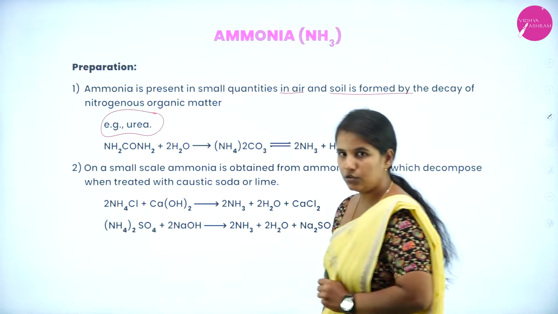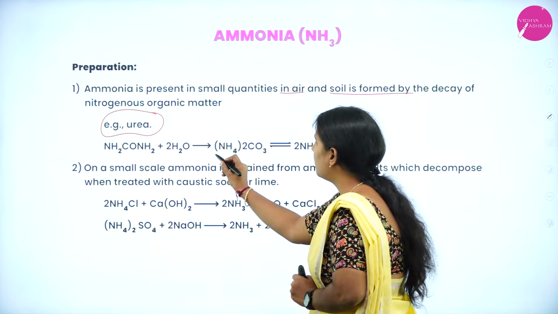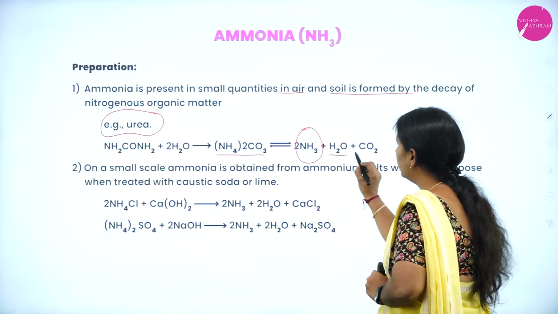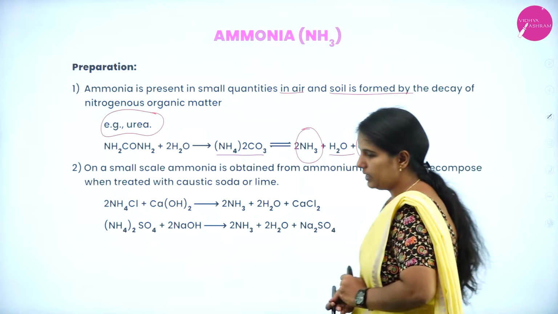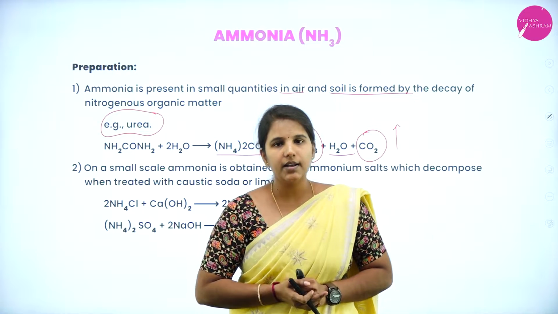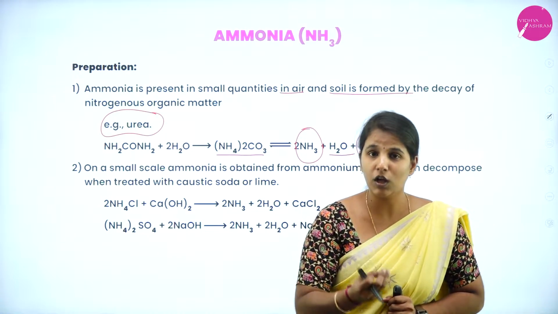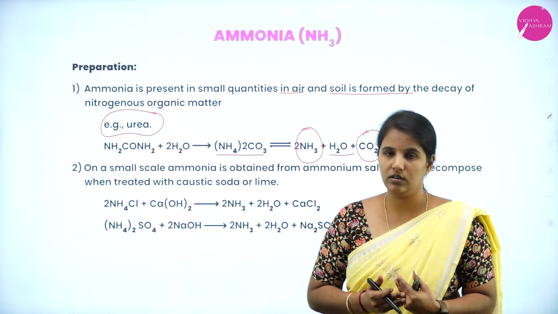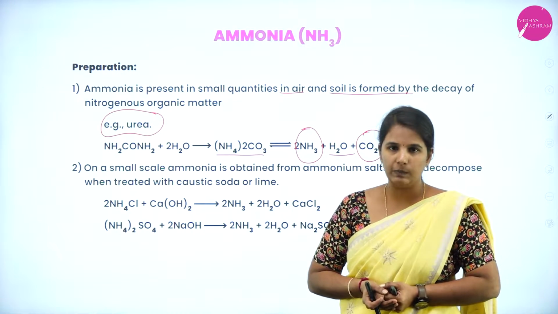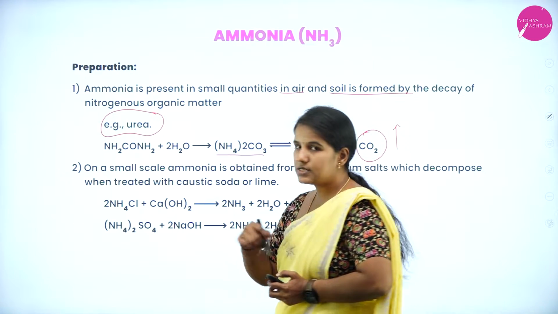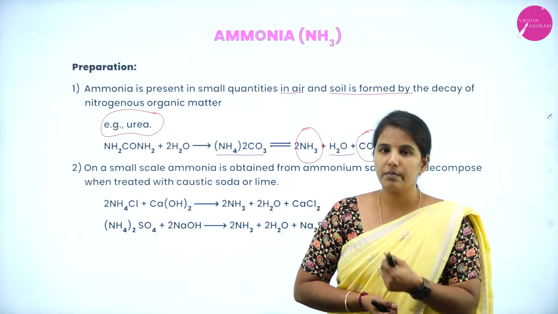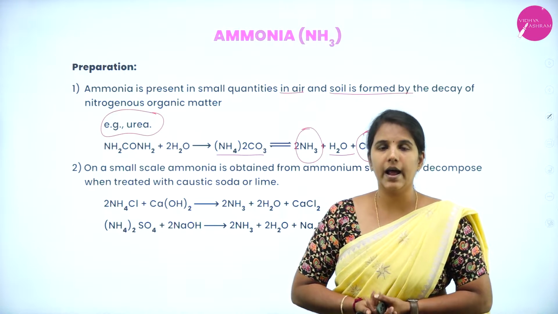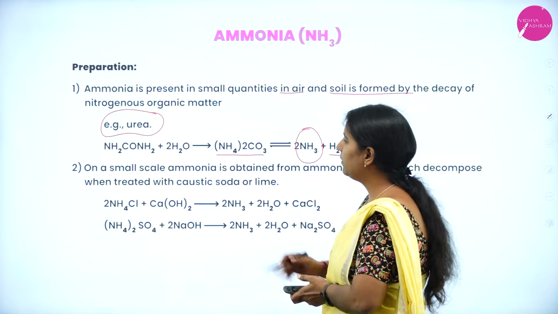NH2CONH2 is going to react with the water molecule to form ammonium carbonate, which upon further decomposition reactions gives ammonia with the water, and carbon dioxide will be released out. So, by this process, we can clearly understand that the ammonia which is present in a small quantity, especially in the air as well as in the soil, can be decomposed very easily. Example is urea, where NH2CONH2 reacts with the water molecule to form ammonium carbonate. Later, this ammonium carbonate will undergo decomposition to give rise to the ammonia, and carbon dioxide gas will be released out. We have one more method.